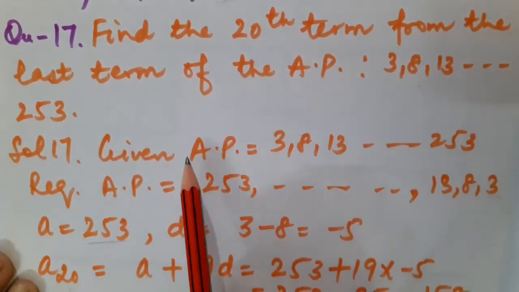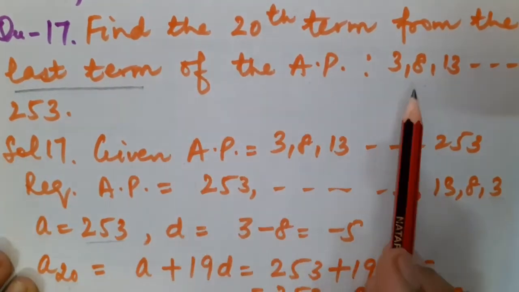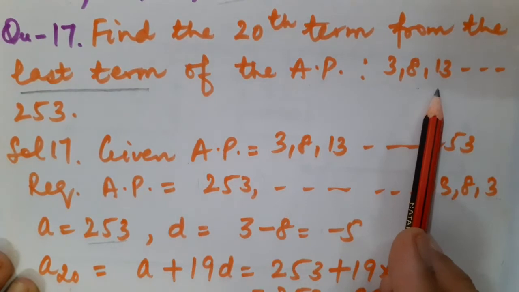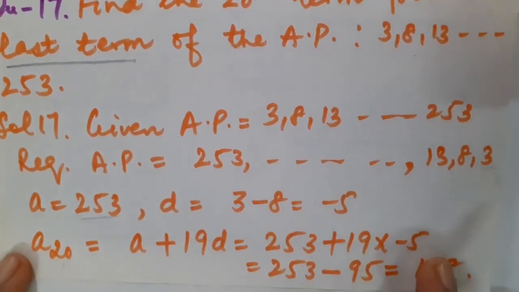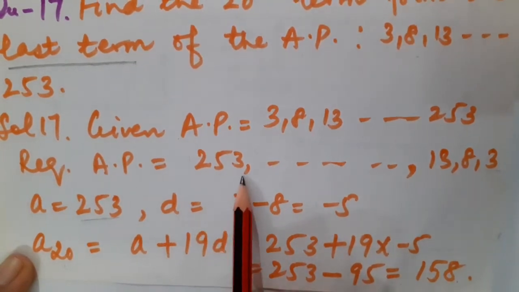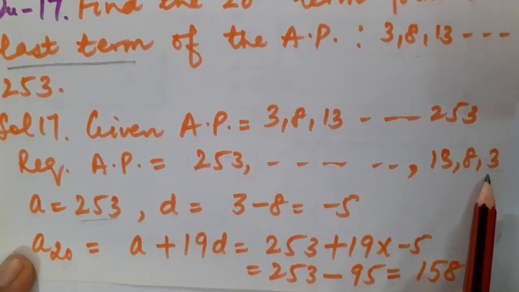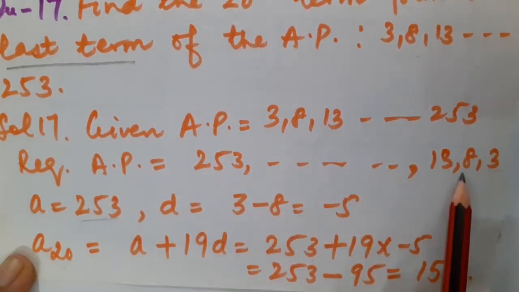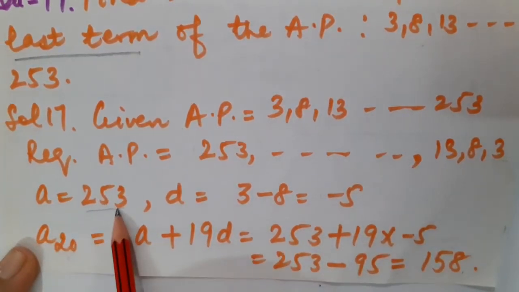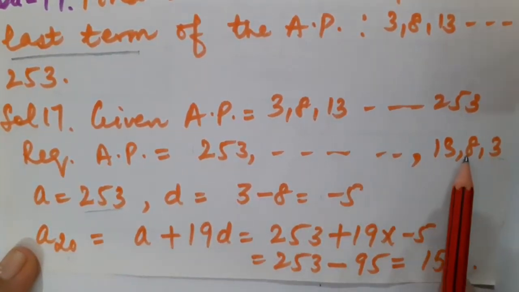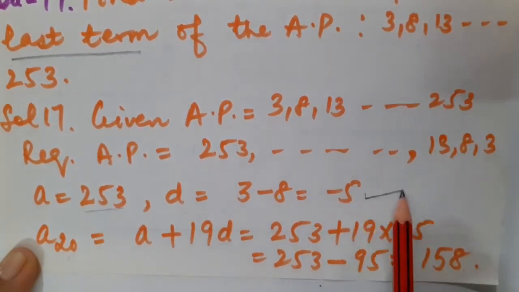But when we are going to find the 20th term from the last term of an AP, we will have to change this ascending order into descending order. So what would be the required AP? That would be 253, and so on, 13, 8, 3. Correct. Now this is descending order, so definitely the common difference will be negative. So a is equal to 253, d is equal to 8 minus 13, or 3 minus 8, you will get minus 5.